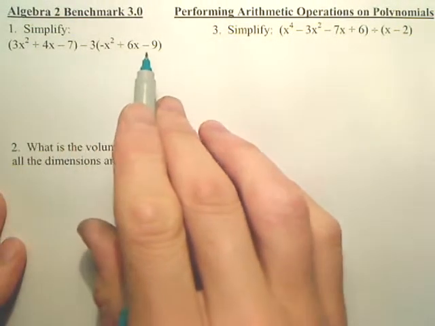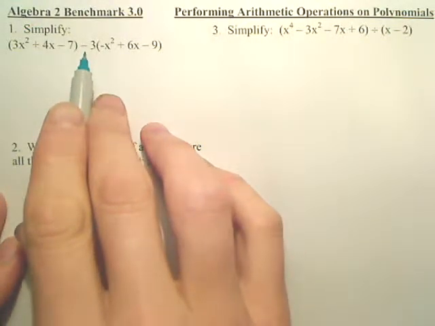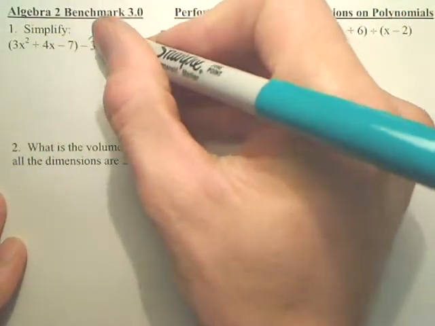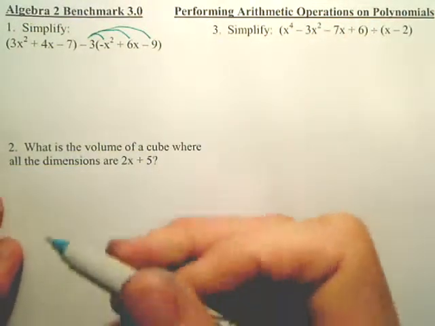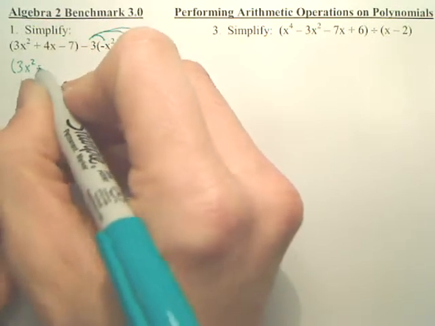We're going to simplify this. Now it's a little bit different than I showed you on the notes, but what we're going to do is first distribute this negative 3. This is a negative 3. So the first thing we need to do is distribute this negative 3 before we do any combining of like terms. So the first one stays the same.